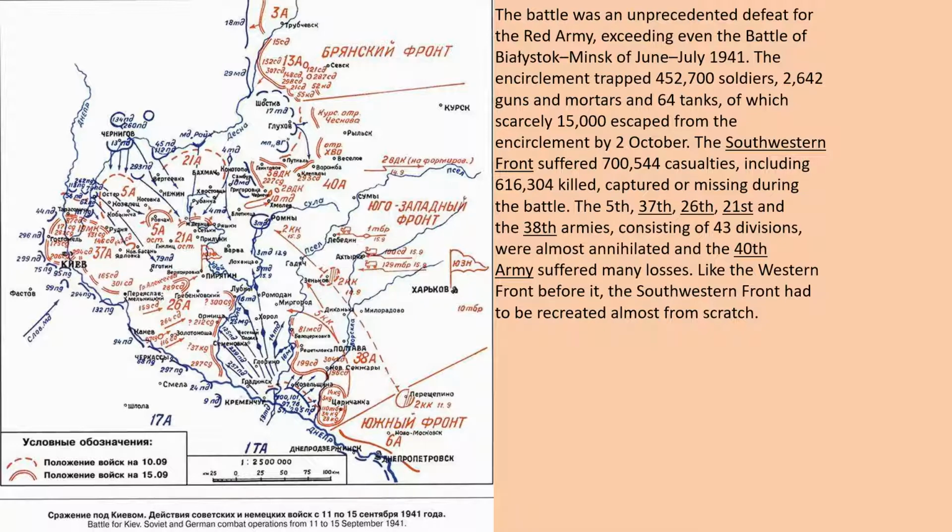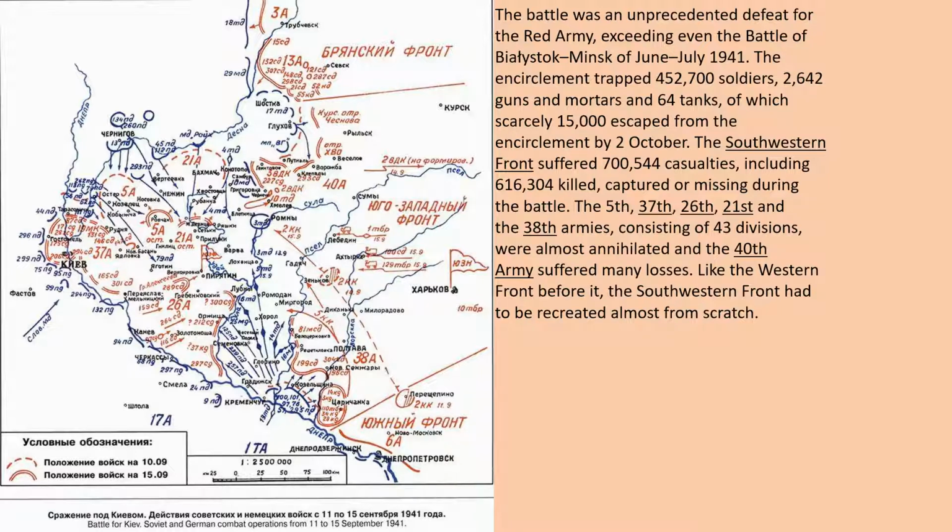The battle was an unprecedented defeat for the Red Army, exceeding even the Battle of Bialystok-Minsk of June and July 1941. Massive encirclements there too. This is the lightning warfare, the Blitz, which started on June 22nd, 1941. So June and July, that was the Battle of Minsk, and I could have covered that more. I did mention it, I believe. The encirclement trapped 452,700 soldiers, 2,642 guns and mortars, and 64 tanks, of which scarcely 15,000 escaped from the encirclement by 2nd of October.